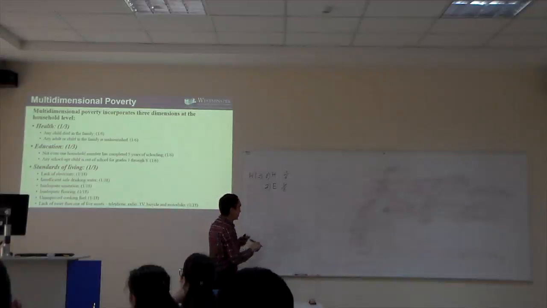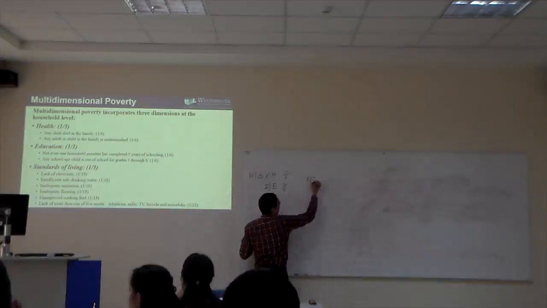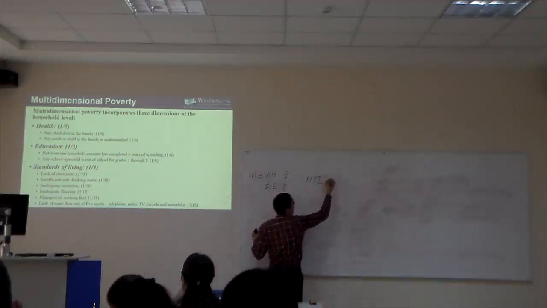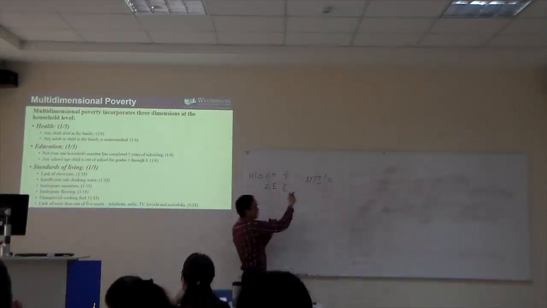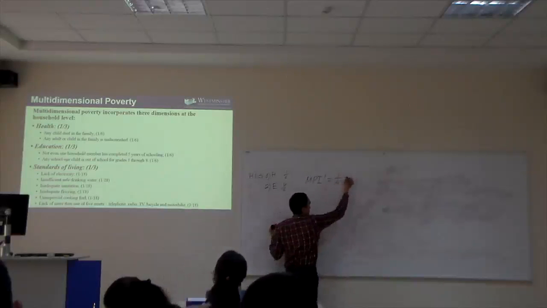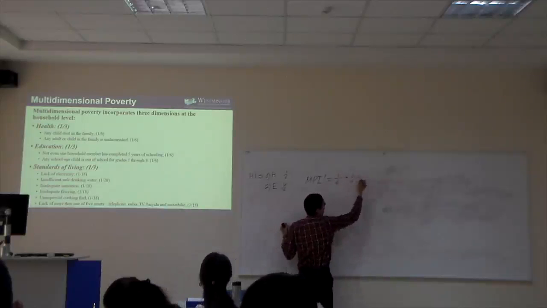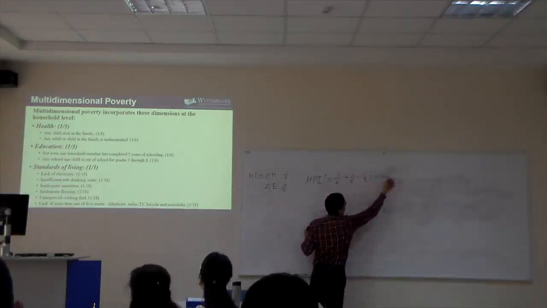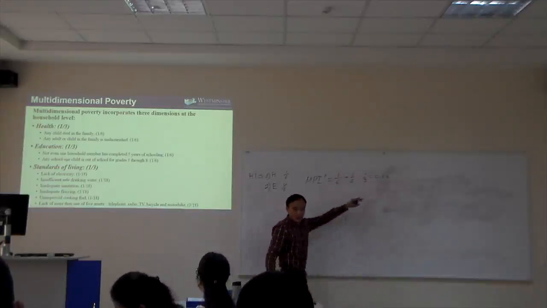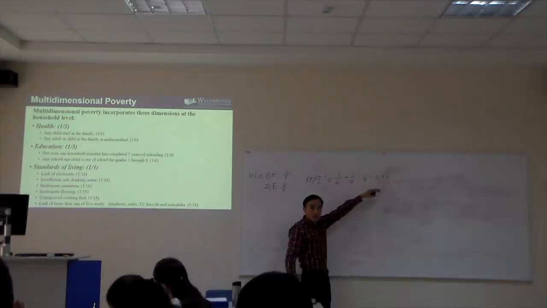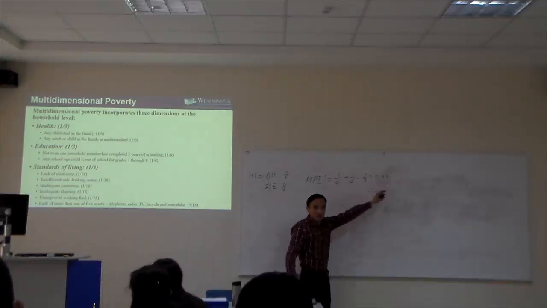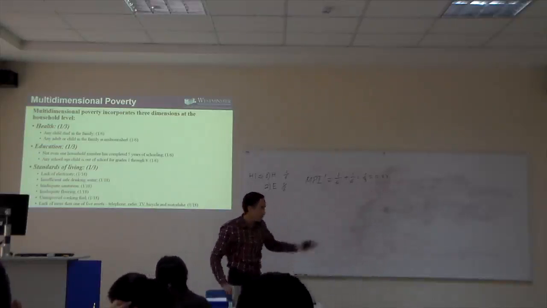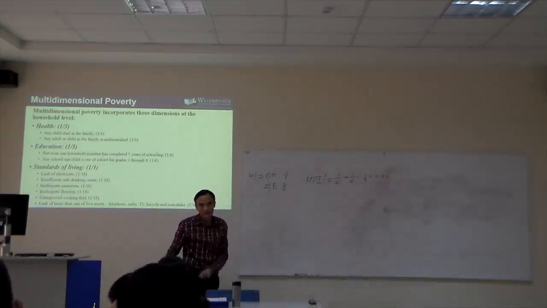So now, if we calculate the multidimensional poverty index for household 1, now there are 1 over 6 plus 1 over 6, which will give us 1 over 3, which is 0.33, which is higher than 0.3. Can we consider this household as a multidimensional poor household? Yes, we can, right?